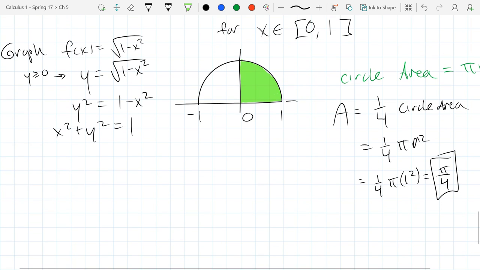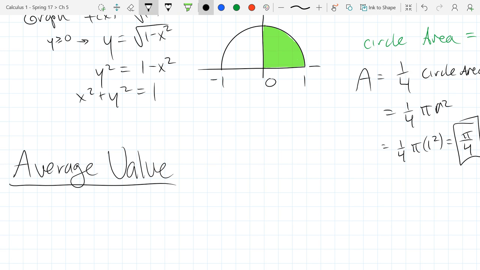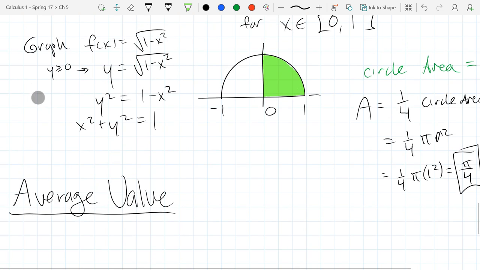So last topic we're going to look at is average value. When you hear the word average or mean, what does that mean to you? If we got two numbers, we add them together, divide by two. What if we have n numbers? Can you average n things together? If I gave you 20 numbers, could you tell me their average? Hopefully, you could do that in middle school at some point. What do you do? You add them all together, divide by the number of numbers.